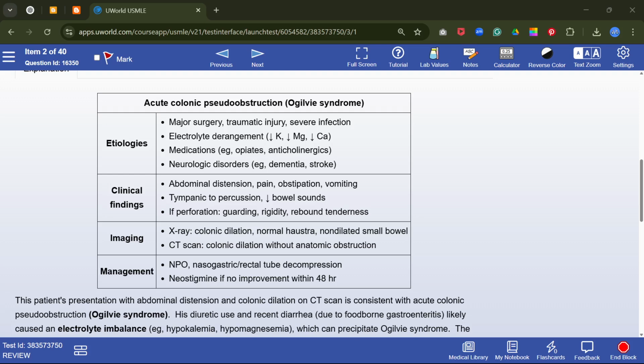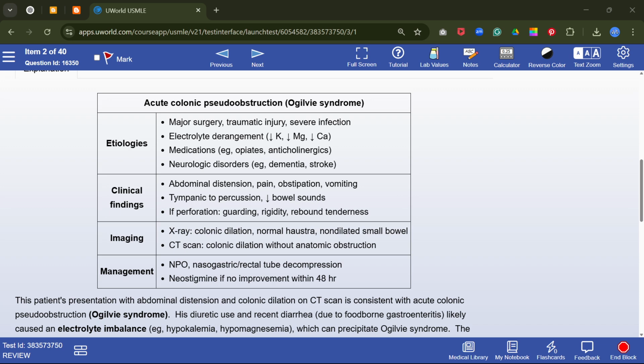Clinical features are abdominal pain, abdominal distension, vomiting, and obstipation. On abdominal examination, if you percuss, it is tympanic, and bowel sounds are decreased or absent. If there is perforation, there is guarding, rigidity, and rebound tenderness.